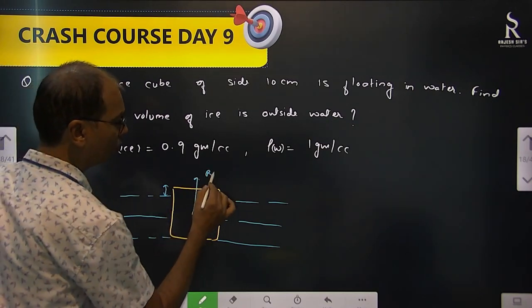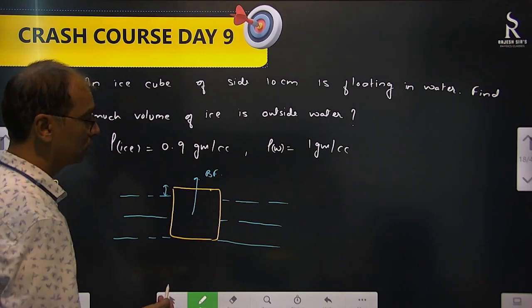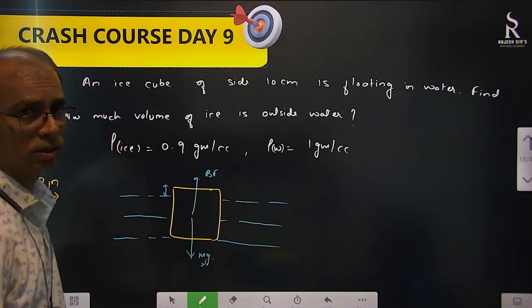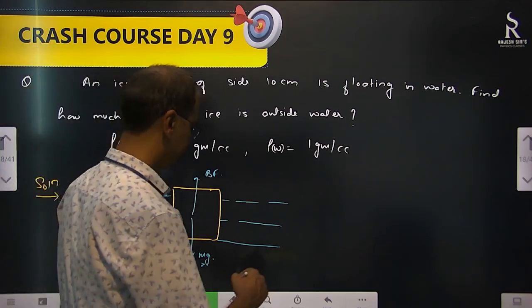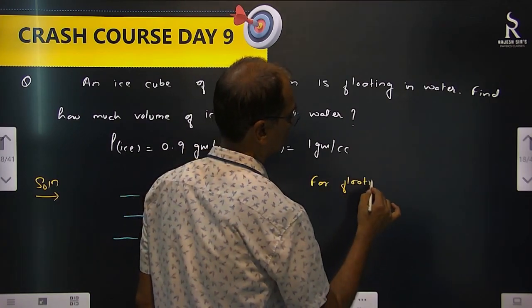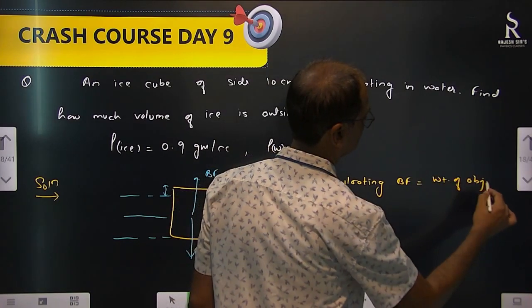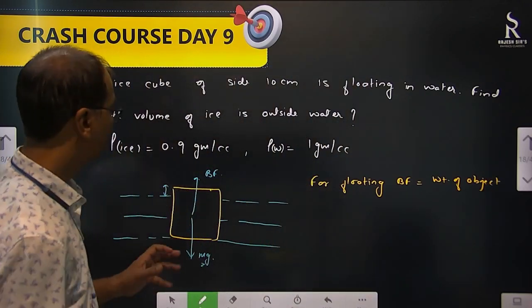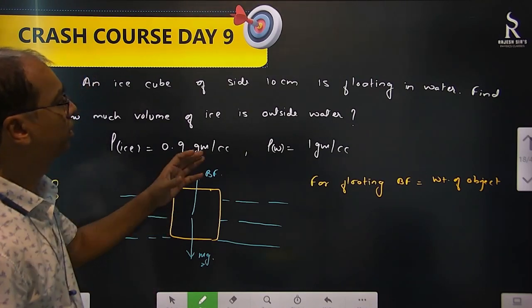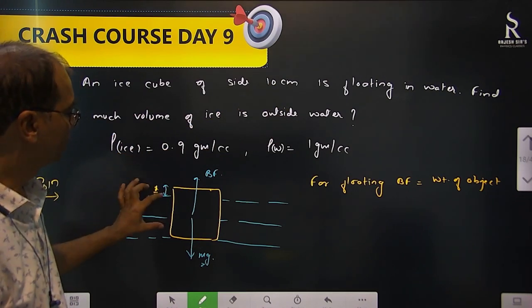And if it is floating and it's not going down, that means its acceleration is 0, net force is 0. Buoyancy is acting upwards, then who is acting down? Weight. So if it is floating, that means buoyancy force must be equal to the weight of the object, right? So for floating, buoyancy force must be equal to weight of object. Now we are saying that suppose this is x. Total is 10 centimeter, given, right? So 10 minus x is inside.